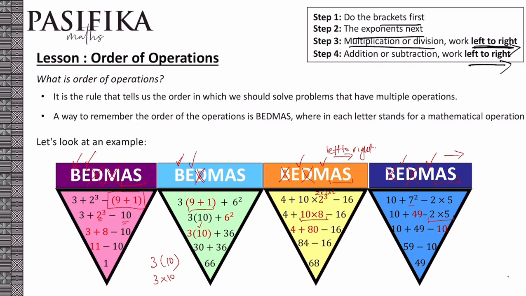Now to quickly recap, what are order of operations? Well, it's a rule that tells us the order in which we need to solve the problems that have multiple operations. Multiple operations are operations like addition, subtraction, multiplication, and division. Now, a way to remember it is by using BEDMAS. What does BEDMAS stand for? We're looking at brackets. We're looking to see if there's an exponent. And then the next step is to check for multiplication or division, working from left to right. And the last part is addition or subtraction, and ensuring that we're working from left to right. And that is it. That is all we need to do for BEDMAS.